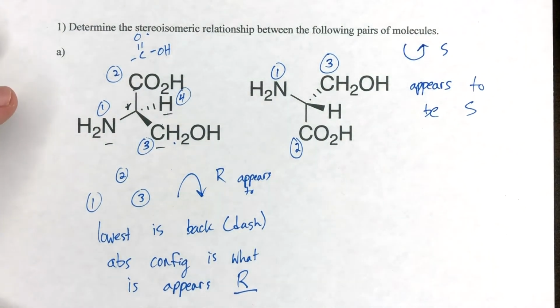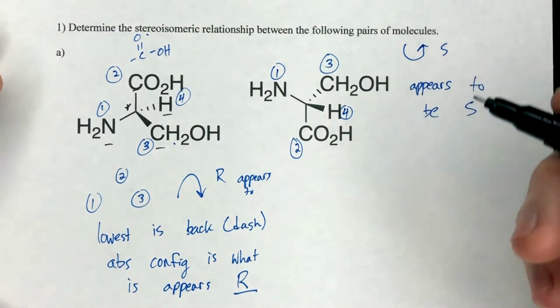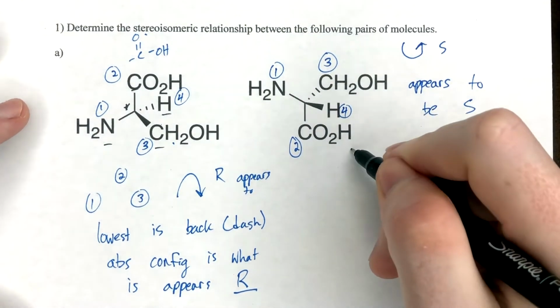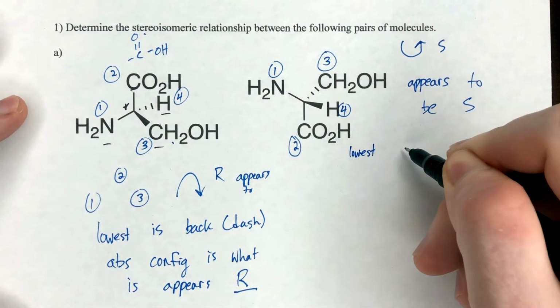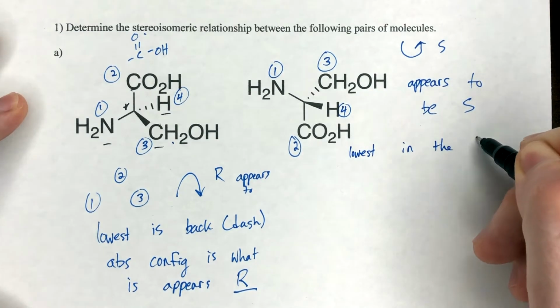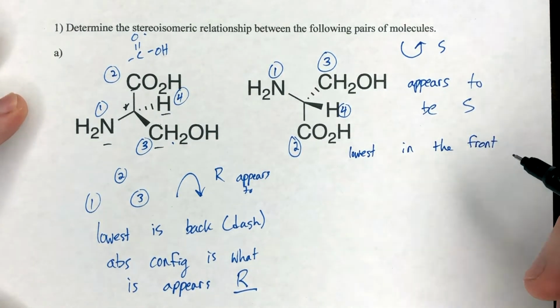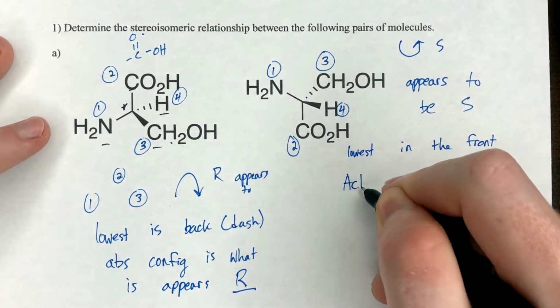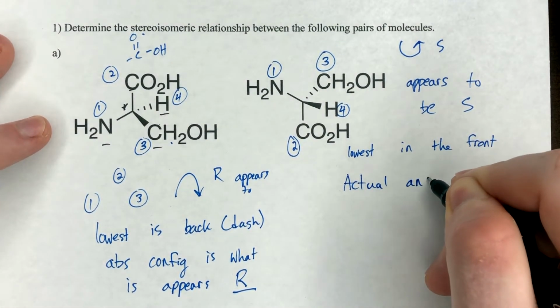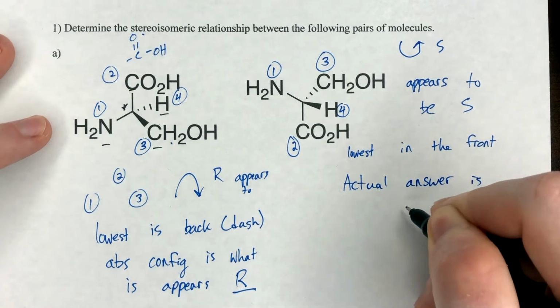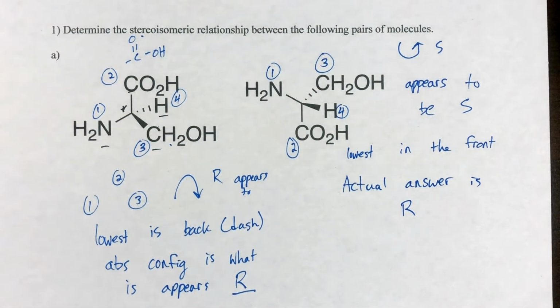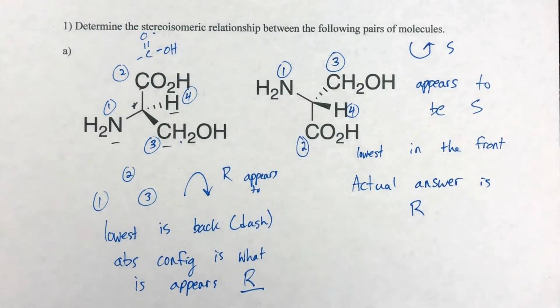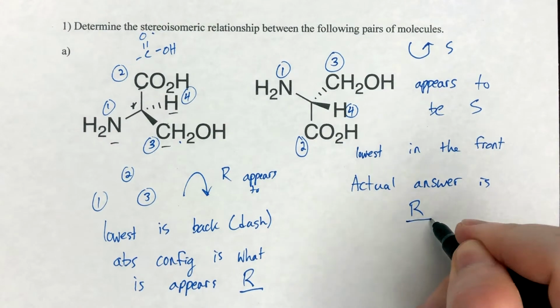However, the hydrogen, which is our lowest priority, is in the front. When that is the case, you have to switch what it appears to be. So the actual answer is R. Because the hydrogen, which again is our lowest priority here, is in the front, when that's the case, you have to switch. It appears like S, so we switch it to R, so it's R.